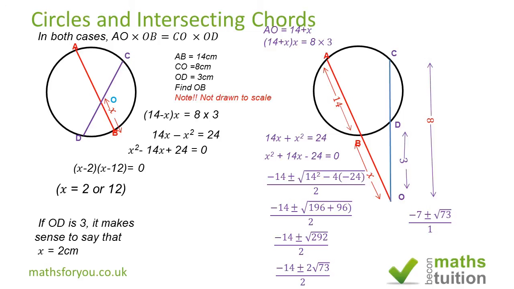Now, there's no point doing minus 7 minus the square root of 73 because you're going to have a negative value there. So instead we do minus 7 plus 8.544, which is the square root of 73. So we end up with 1.5 centimeters to 2 significant figures.